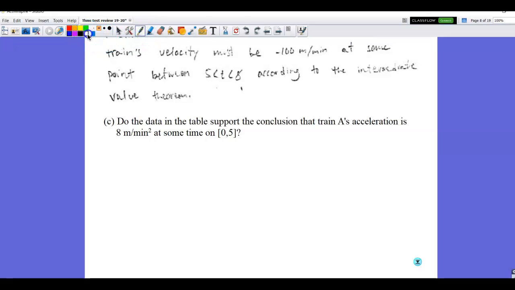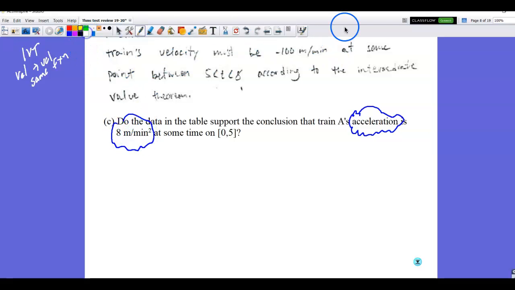In the first problem, letter A, or whatever letter it was, the problem about the train's velocity was appealing to the IVT theorem because it was from velocity to velocity. In other words, we're looking at the same function. In this problem, the question is asking, does the data in the table support that the train's acceleration? So notice we are not going from velocity to velocity. We're going from velocity to acceleration, and that makes a difference.